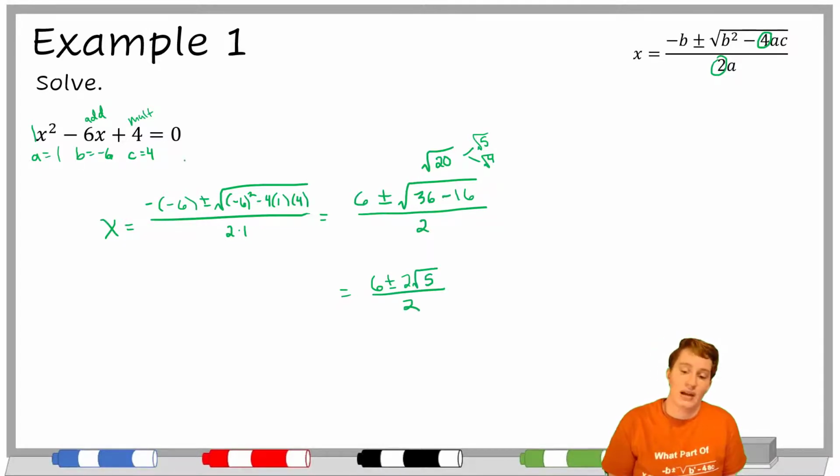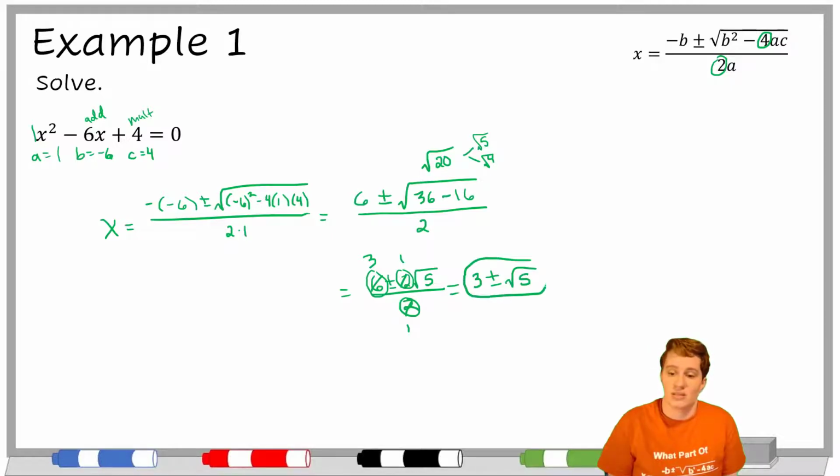And then we look at everything except for the actual square root. And we say, do all of these numbers, so the 6, the 2, and the 2, do they all divide by the same number? And if they do, we divide them all by that number. So this would turn into 3, this would turn into 1, this would turn into 1. So since it would be 1 on bottom, we don't need a fraction anymore. And we actually don't need the 1 in front of the square root of 5 anymore either. The answer to this is 3 plus or minus the square root of 5.